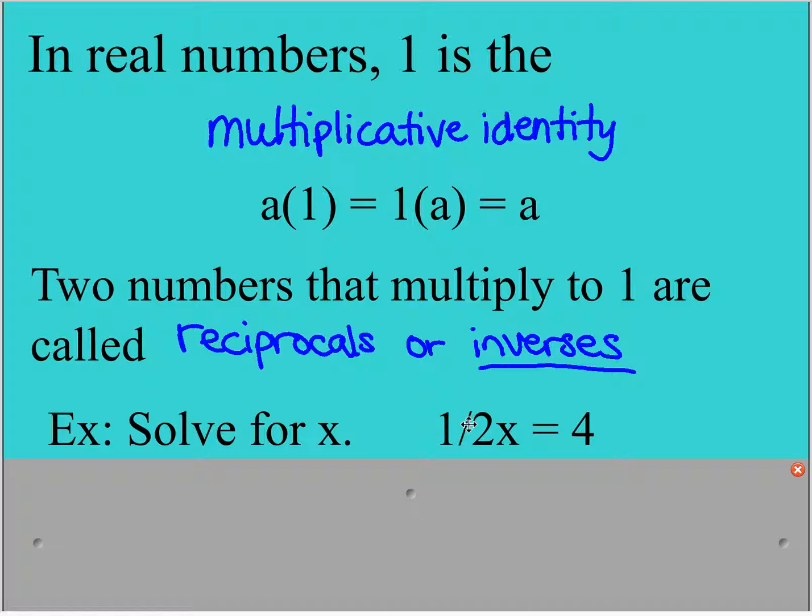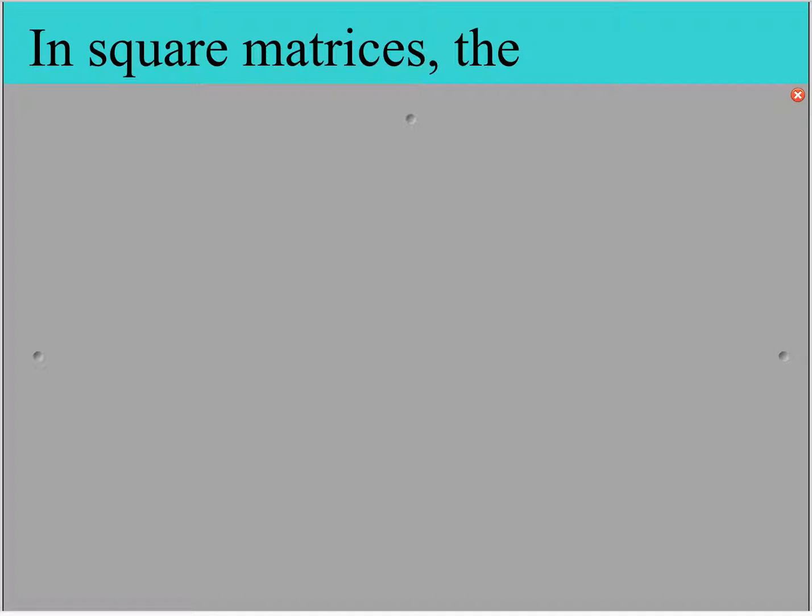In order to do that, we would multiply both sides by the inverse of 1/2, which would be 2 over 1. And what you do to one side, you have to do to the other. That would give us 1x equals 8, which is just x equals 8, because 1 is the multiplicative identity. We don't need to write it. This process of multiplying both sides by the inverse is what we need to use to solve some matrix equations that are coming up, because we can't use division.